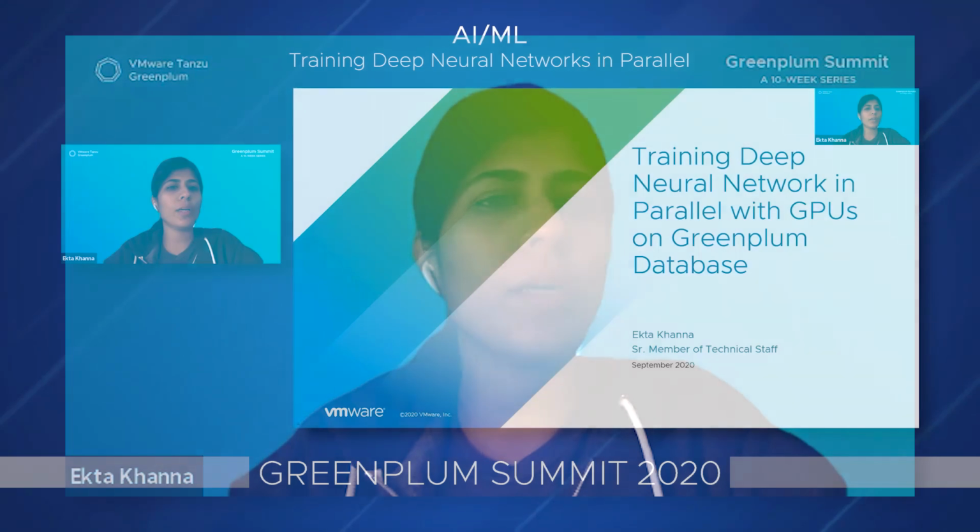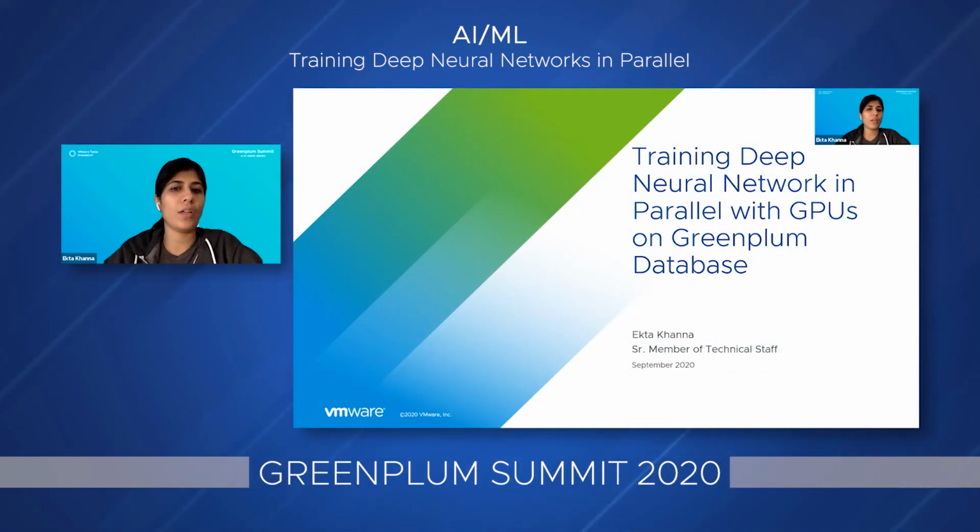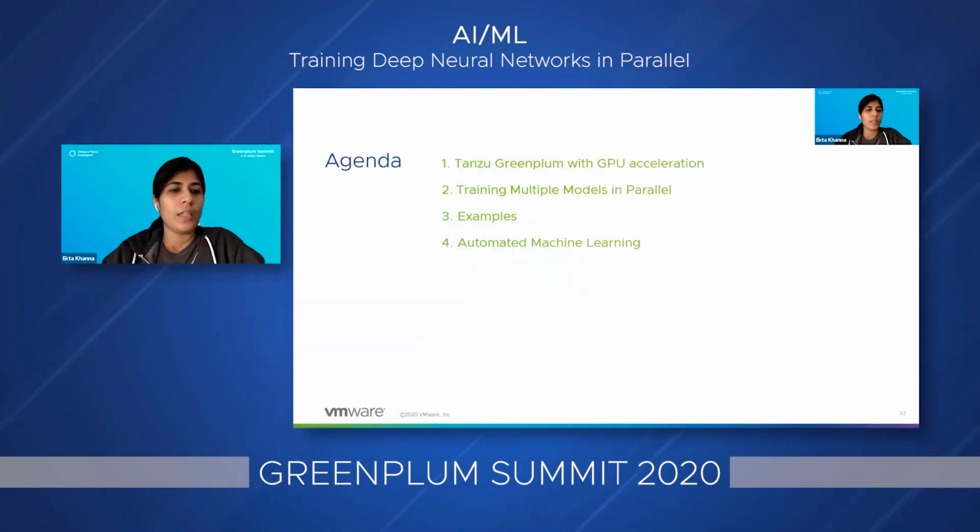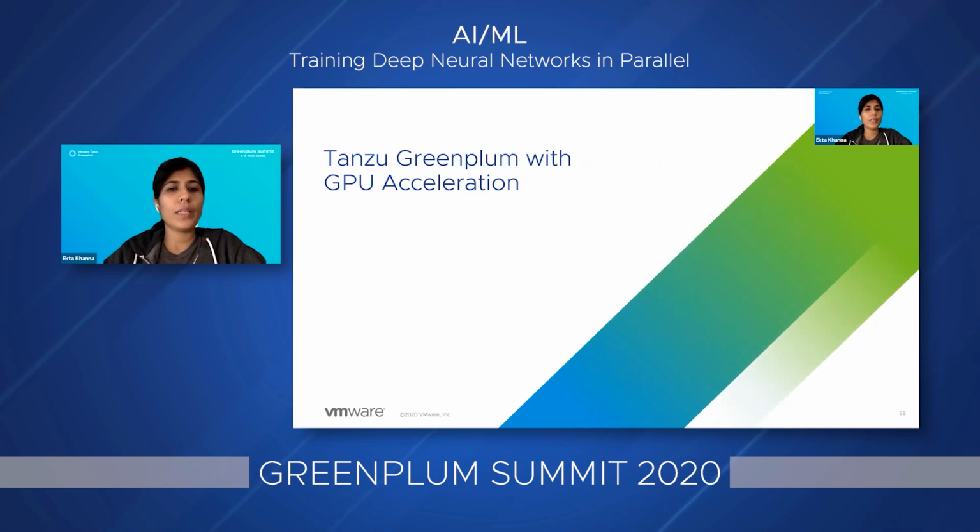Hello, everyone. I'm Ekta, and I work with the advanced analytics team for Greenplum. We'll be talking about training deep neural networks in parallel with GPUs on Greenplum database. This is the agenda that I would like to cover today. First, we'll give you an overview of what Tanzu Greenplum with GPU acceleration is all about. Then we'll talk about how we can use it to train multiple models in parallel. We'll go through some examples showing the performance on Greenplum and upcoming features for automated machine learning. So to start with Tanzu Greenplum with GPU acceleration, next slide.